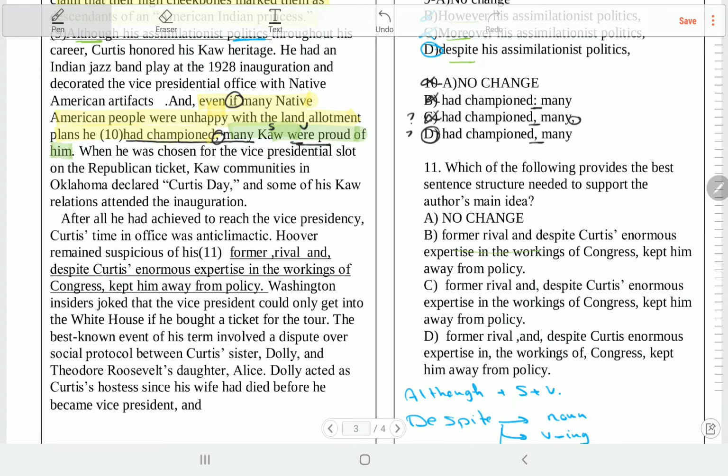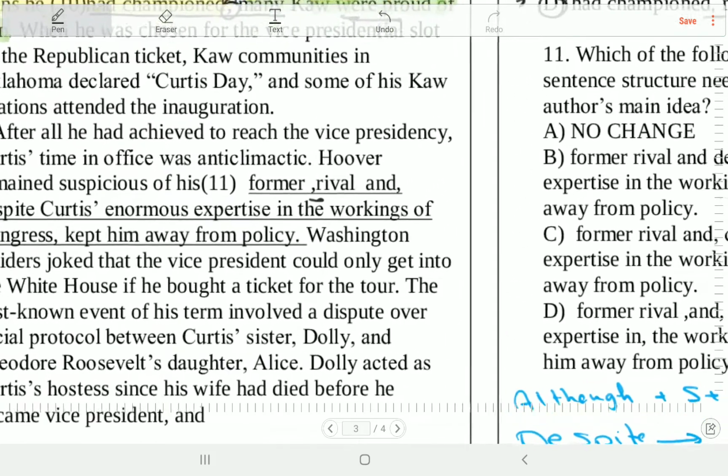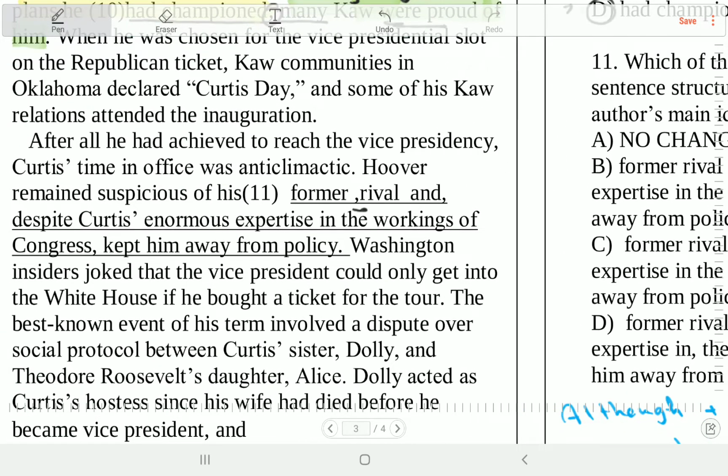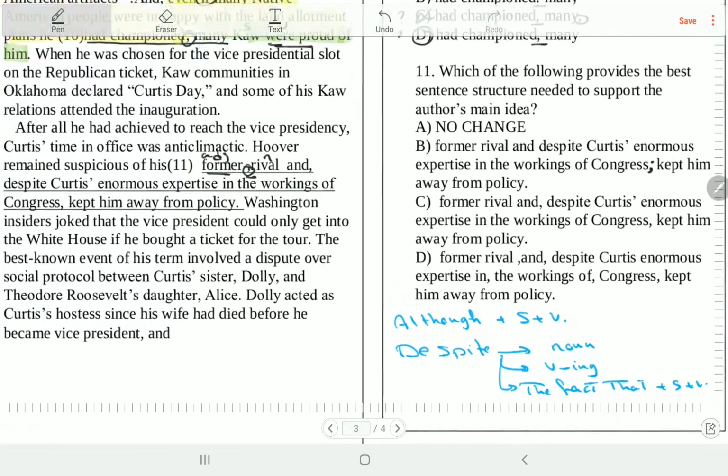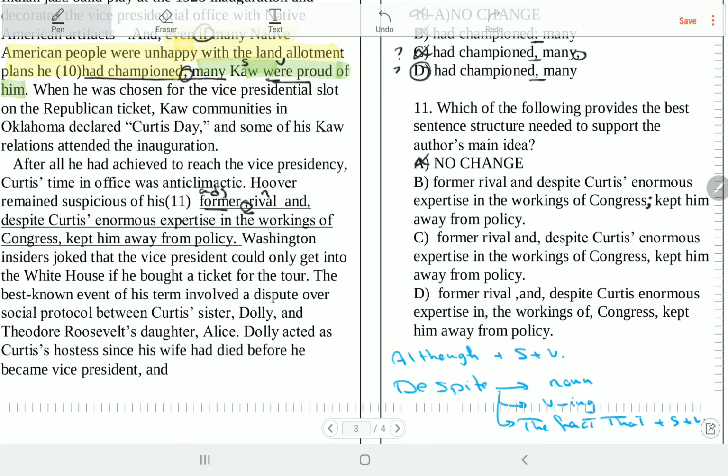Okay, number 11, the last one. Okay, Hoover remained suspicious of his former, comma, rival, and comma. So notice here, this is punctuation. It's all about punctuation. So what does it say? Don't read, just think. Hoover remained suspicious of his former, comma, rival. So, do you remember the rule? No comma between the adjective and the noun. So, rival is a noun and former is an adjective. So, no comma between the adjective and the noun. So, A is incorrect. And I'm sorry, the question here, what does it say? Which of the following provide the best sentence structure needed to support the author's main idea?